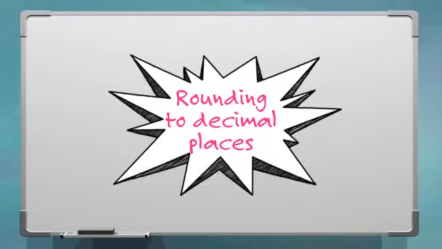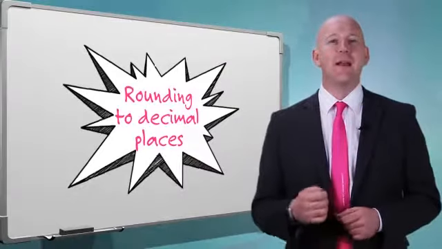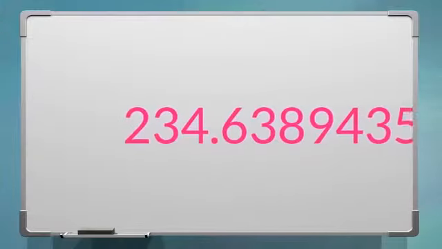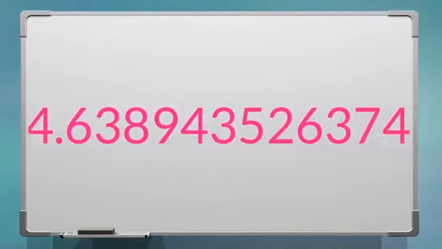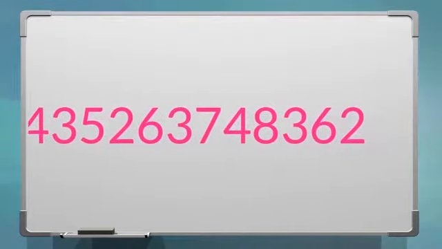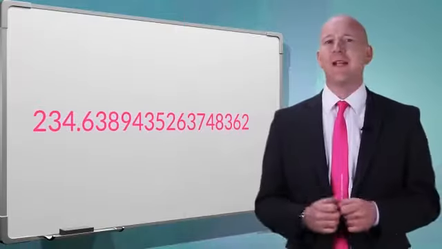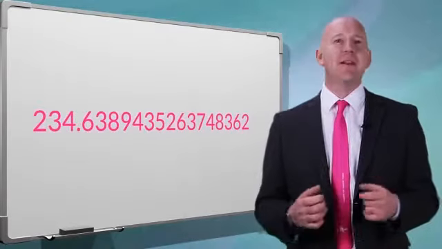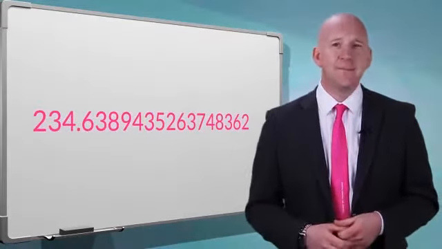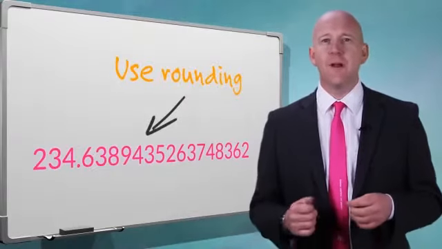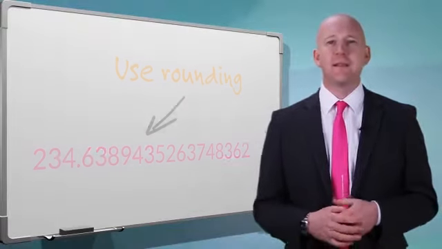Let's concentrate on decimal places first. During your exam, you may end up with an answer on your calculator that looks something like this: 234.638943526374836. Now obviously, you don't want to write down the entire number, and the examiner doesn't want to read all of it either. Using rounding is a way of shortening your answer to make it easier to read. So let's have a go at rounding this to one decimal place.